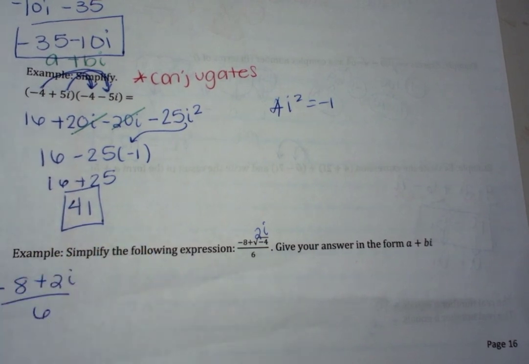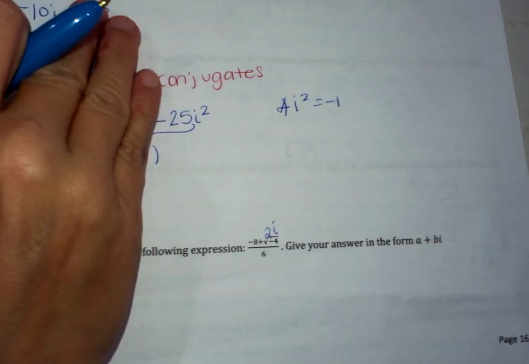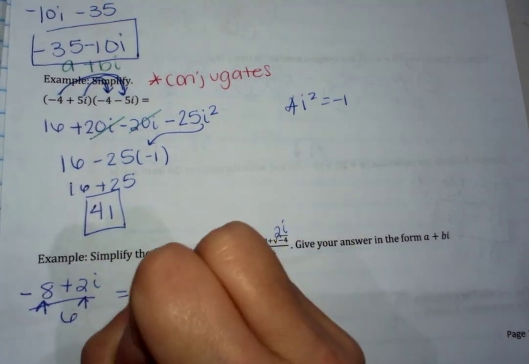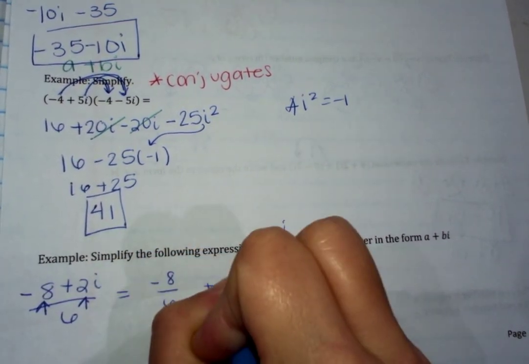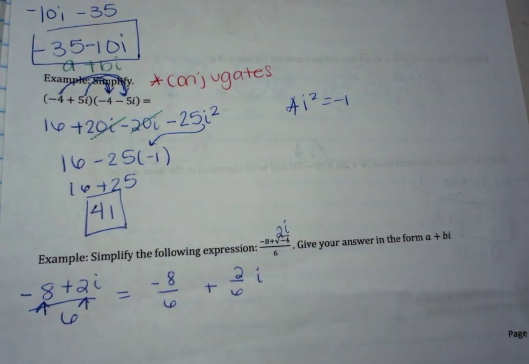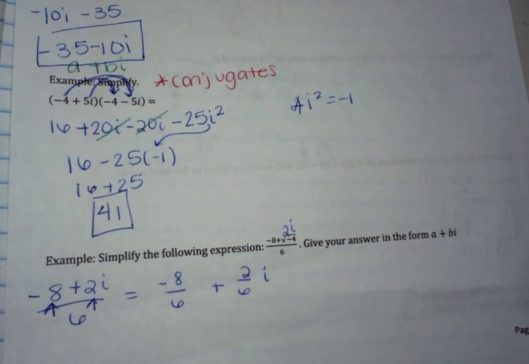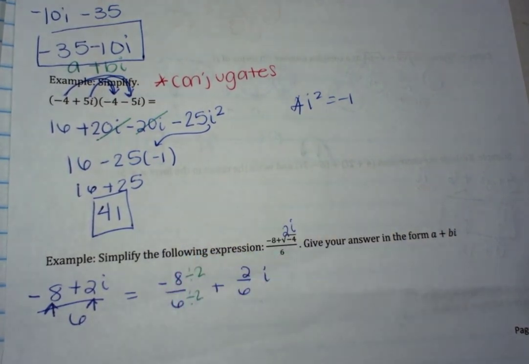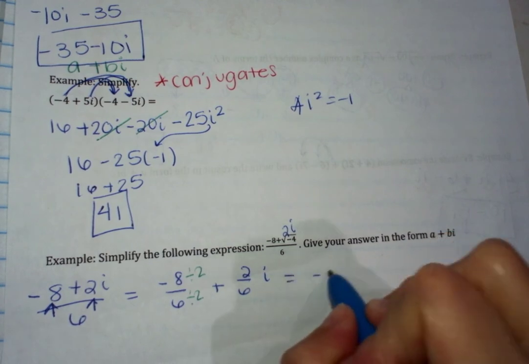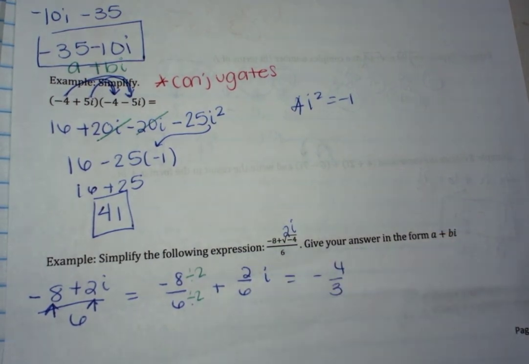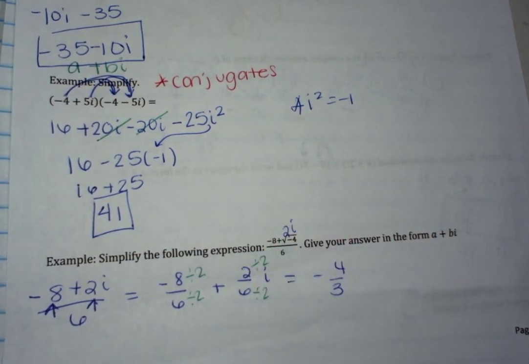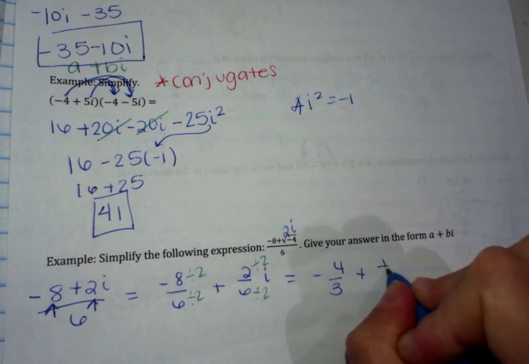Now I want to write it as a separate plus b separate, and then i separate. So I can separate this just like we did on that first problem and say negative 8 over 6 plus 2 over 6i. So now it's in a plus bi form. And now we can simplify. Negative 8 and 6 both have a 2 in common, so I can divide out a 2 from the top and the bottom, and we're left with negative 4 over 3. Same thing, 2 over 6. They both have a 2 in common, so I can divide out that 2 from the top and the bottom, and we're left with positive 1/3 i.